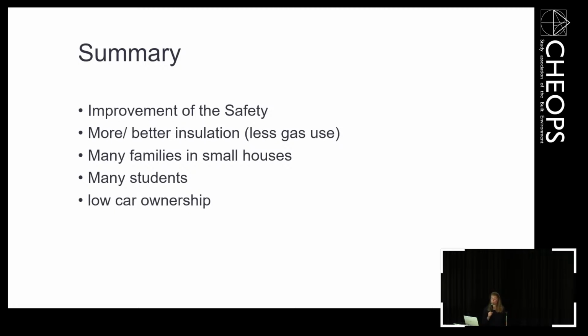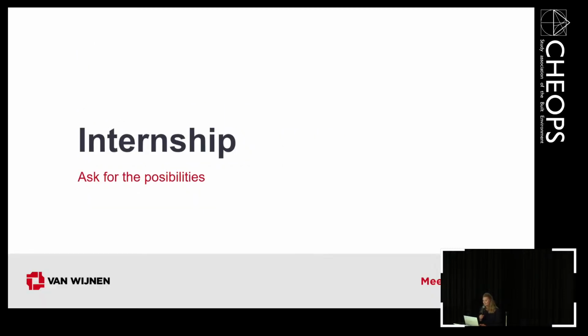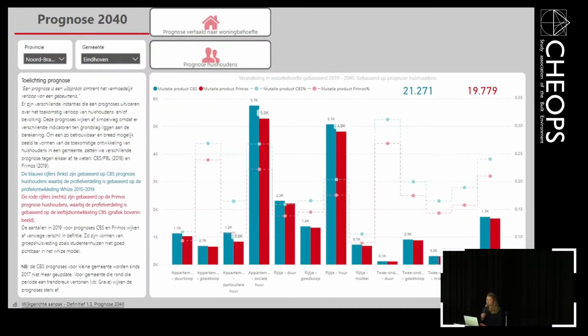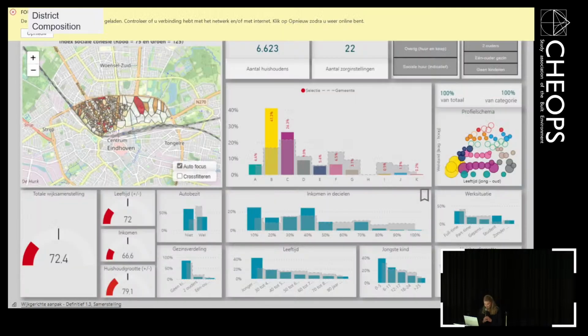We also saw many families in small houses, so maybe more family houses can be built, bigger family houses. Also, we saw many students. I don't think that's a problem here, but we saw it. Oh yeah, and I didn't show it, but there's low car ownership. You can see it here, autobezit. More than half of the people don't have a car. That's also not strange for students.